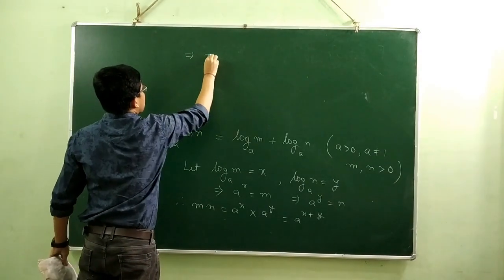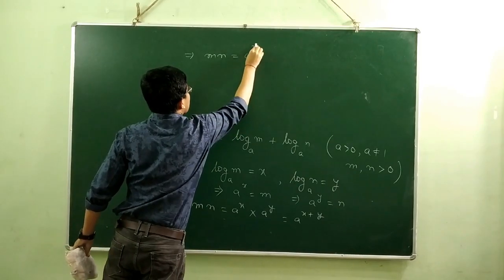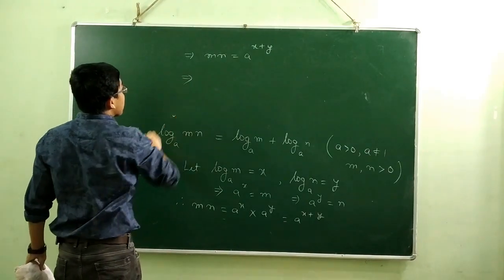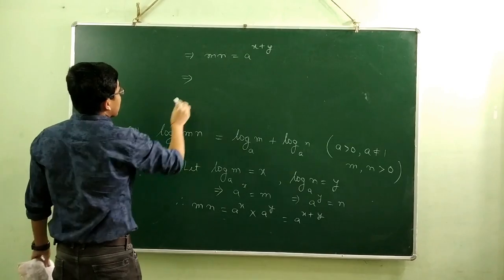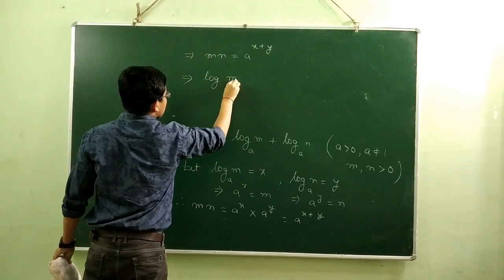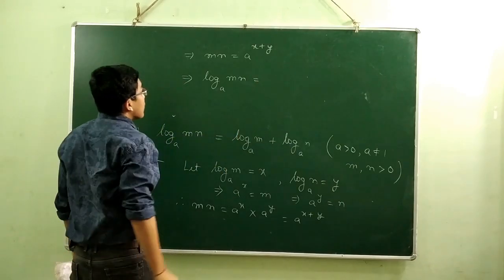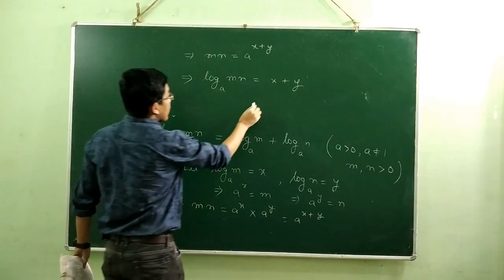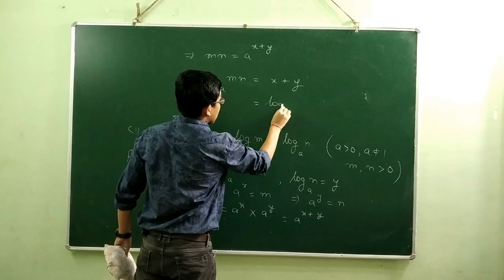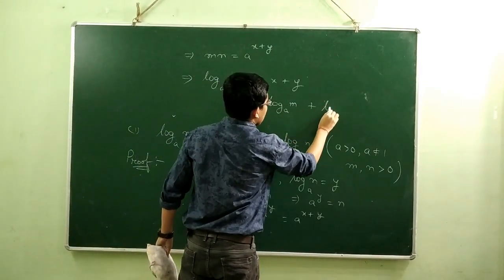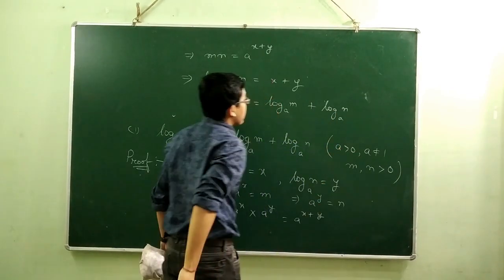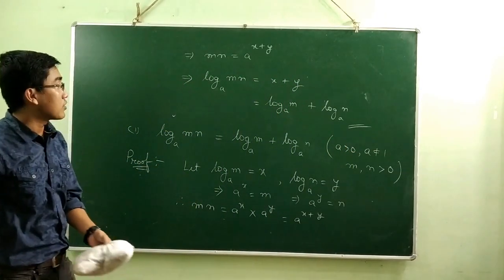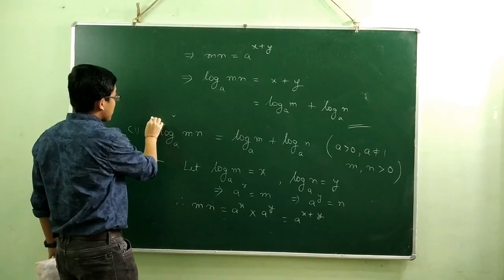So what we are getting is m into n equal to a raised to the power x plus y. If I take the log of this, what will I get? I will get log of m into n base a equal to x plus y. What is this x? Just replace it: log m base a plus log n base a. So this is nothing but our right hand side. This is the proof of the first law, and this is a very important law, you should always keep in mind.